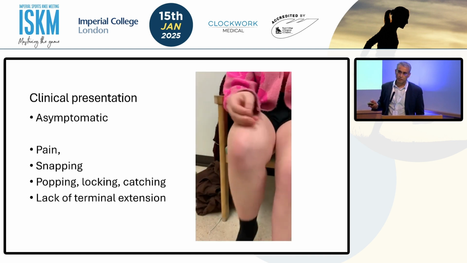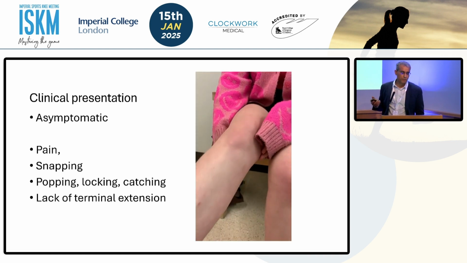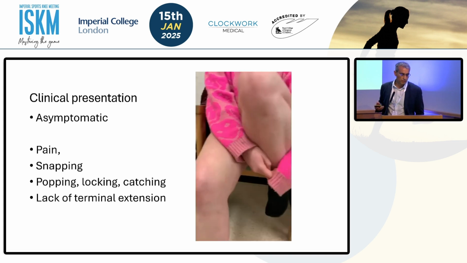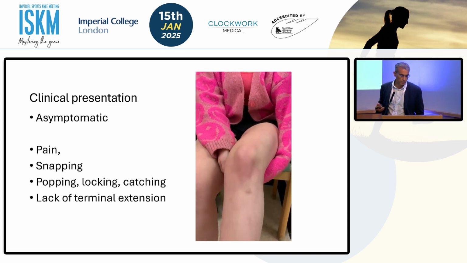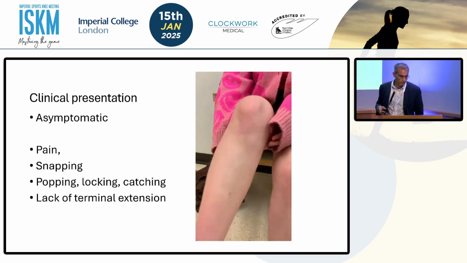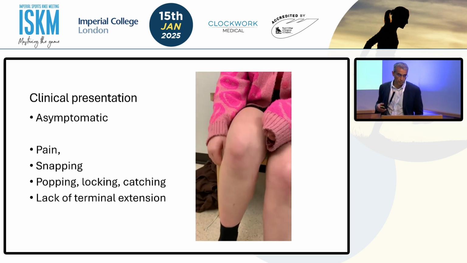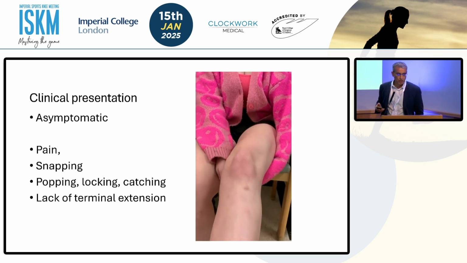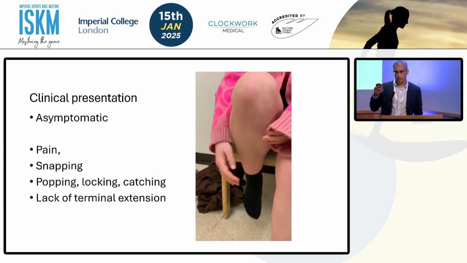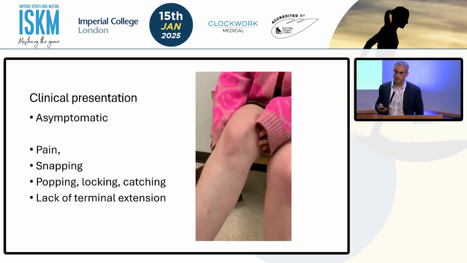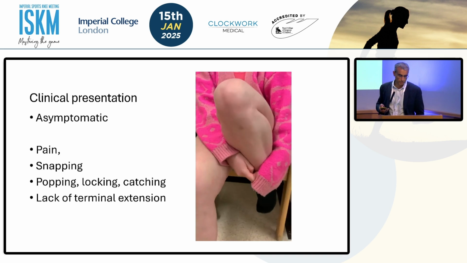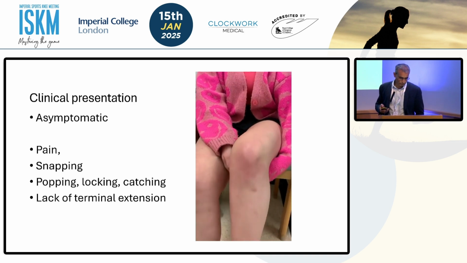This is a classic snapping knee you see in these kids who have an unstable discoid meniscus. Often these patients come with popping, sound, catching, and when the meniscus flows and lodges in the front, they may have a loss of extension and come with a fixed flexion deformity.